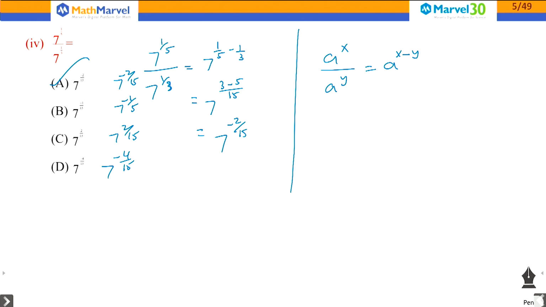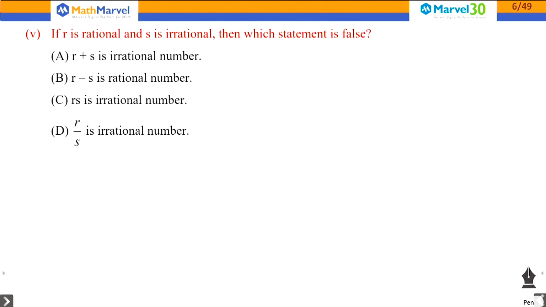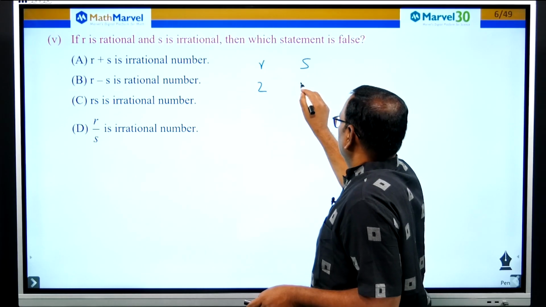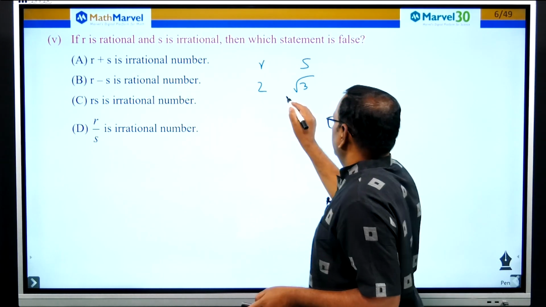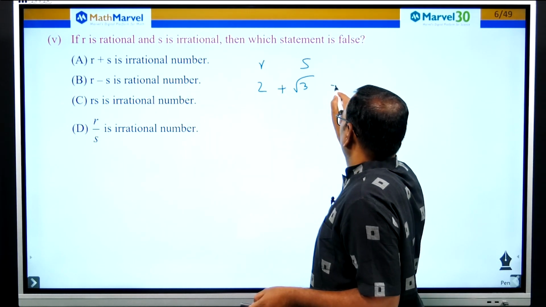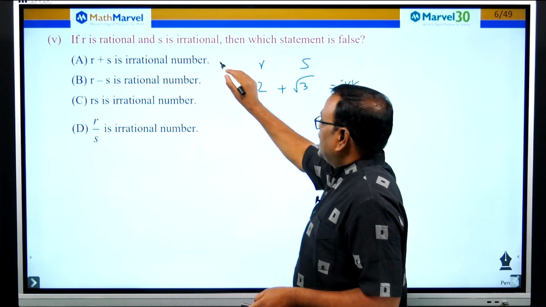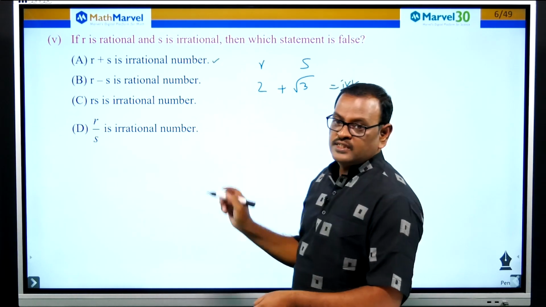Okay. Next, if R is rational and S is irrational, then which statement is false? Apply the addition subtraction rule of irrational numbers. R is rational and S is irrational. So assume R is rational, assume it is 2 and S is root 3. Okay. First one, R plus S is irrational. What is 2 plus root 3? It is irrational. This is a correct statement and hence that is ruled out.